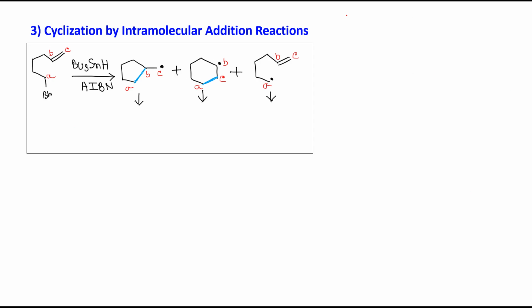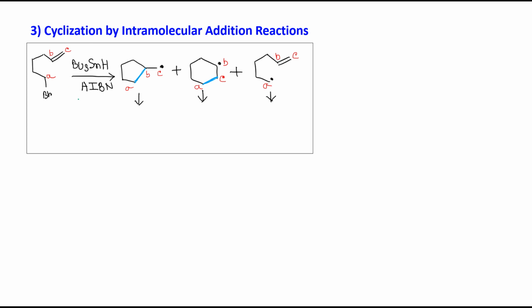Now come to the third one. This is also an addition type of reaction, but it is cyclization. Because it is intramolecular, it is ultimately a cyclization. You can consider the same type of mechanism, and you can also try it yourself. This molecule is drawn in this way so that you can understand how the cyclization is actually occurring.